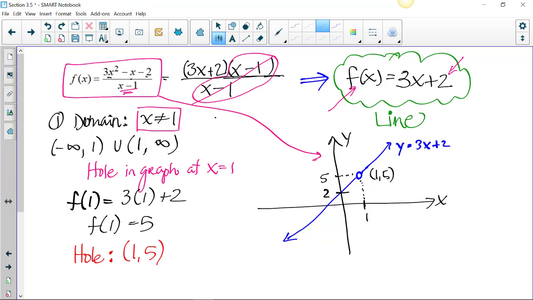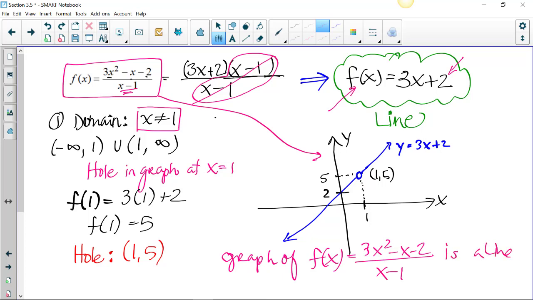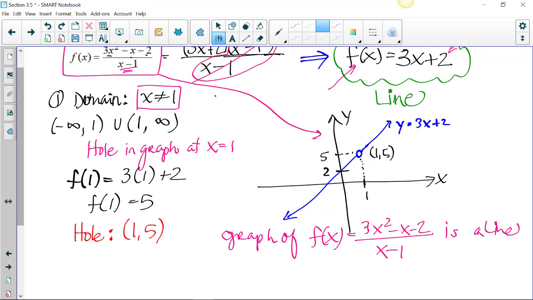Okay, so the graph, let's write that down. The graph of f of x, x squared minus x minus 2 over x minus 1, is a line with a hole at 1, 5. Okay, so it's not your typical looking rational function graph. Fun, love those. You see those quite a bit in calculus as well.